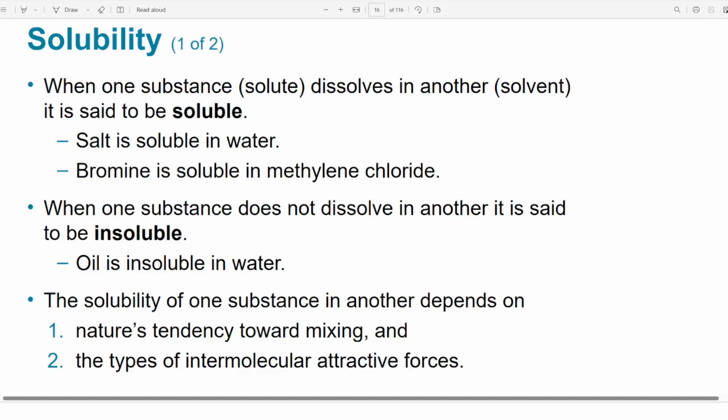In other words, there's an old adage, like dissolves like. When one substance does not dissolve in another, it's said to be insoluble. For example, oil is insoluble in water. The solubility of one substance in another depends on nature's tendency toward mixing and the types of intermolecular attractive forces.